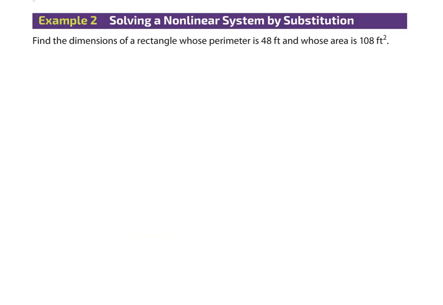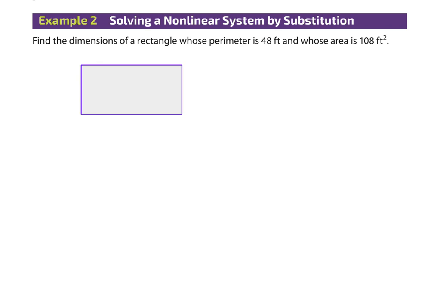All right, so you can also do substitution with nonlinear. Something like this would be a nonlinear systems of equations. One's going to be linear, one's going to be nonlinear. So the dimensions of a rectangle whose perimeter is 48 feet, whose area is 108 feet. If you need to get a visual, draw a rectangle.